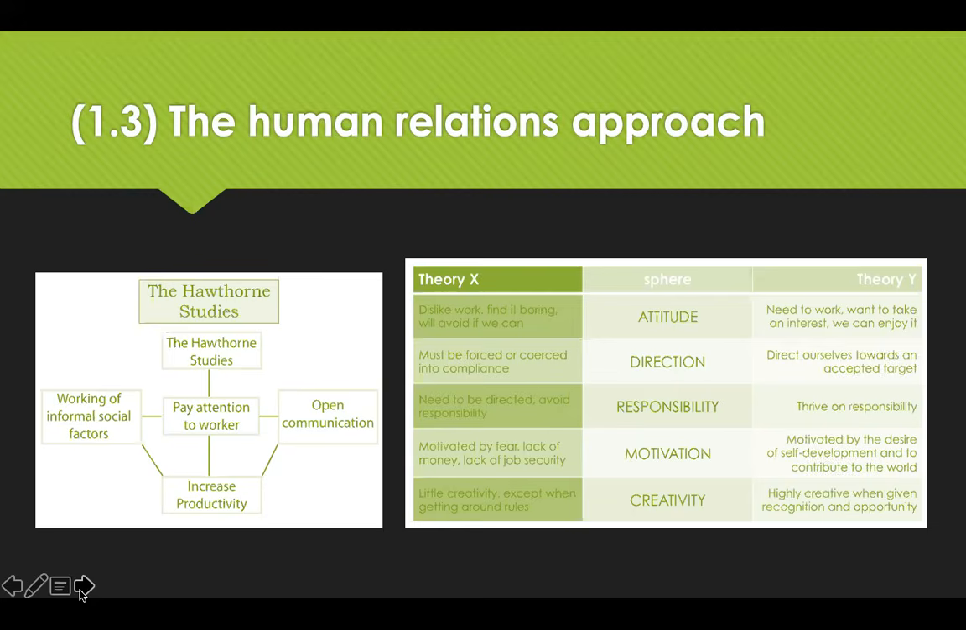Whereas the theory Y person really likes work and enjoys it, directs themselves to an agreed and accepted target. They thrive on responsibility and are motivated by a desire for self-development and to contribute to the world. And they're very highly creative when given the recognition and opportunity.